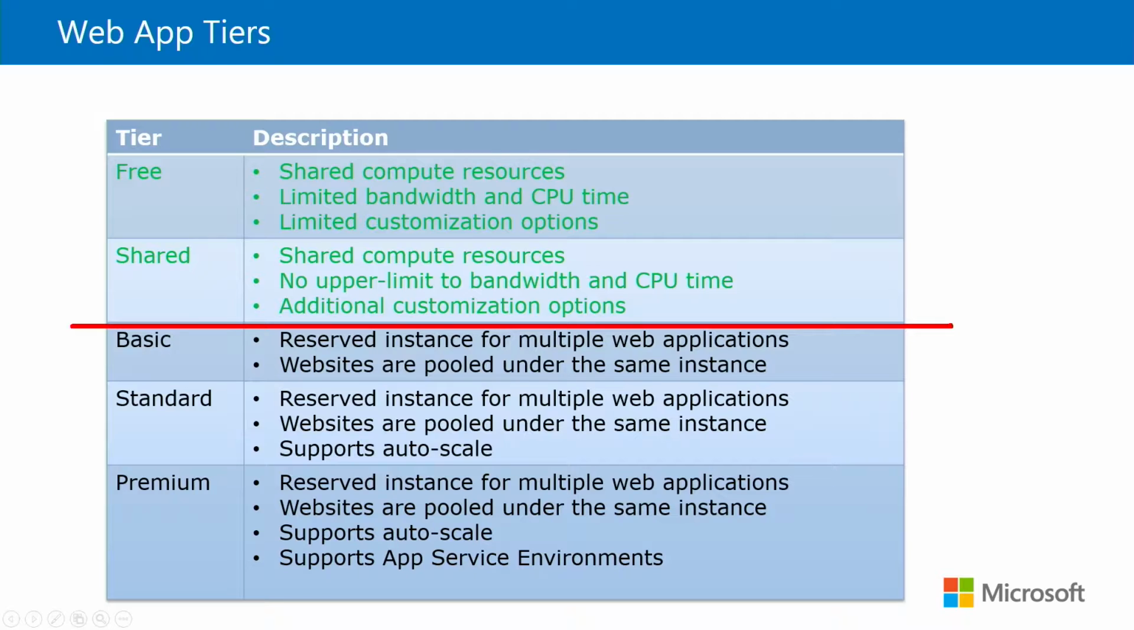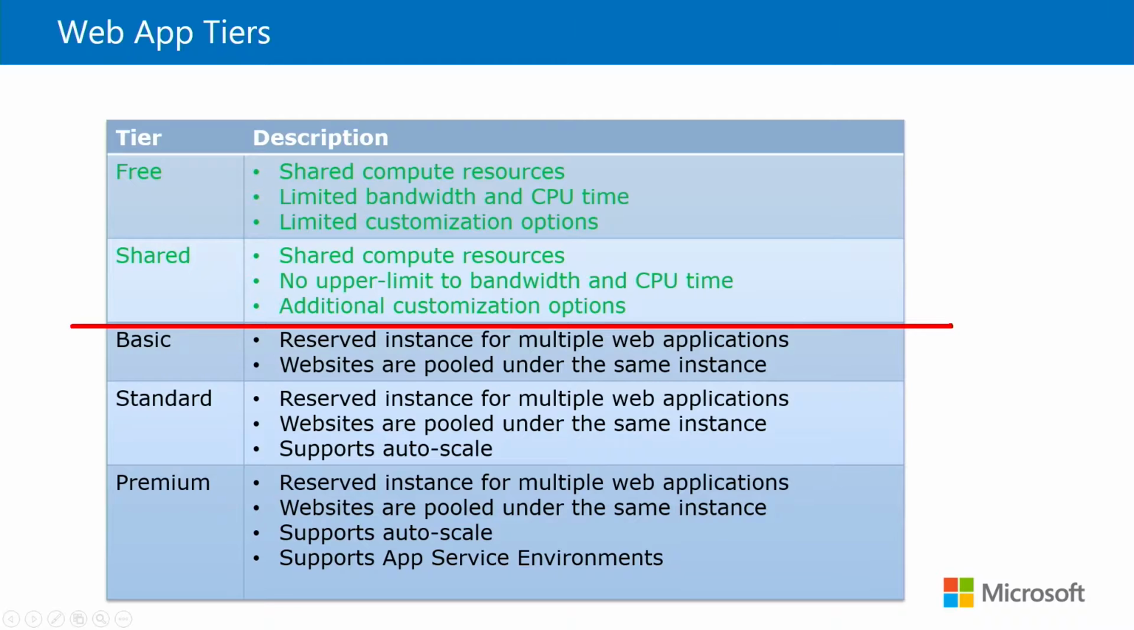Now, as soon as you get to the basic, standard, and then premium, you're looking at running these on dedicated virtual machines. All right, and a couple things. First of all, you have reserved instance for multiple web applications. So you get the tier, you get the basic tier, for example, and then you can have multiple web applications, but they're your web applications. You're not sharing this with anyone else. So you have more control over what's running on that. Obviously, you're going to have more resources, and that's true as you go through each one of these tiers. The premium has far more resources available, as you would expect, than the free tier does.